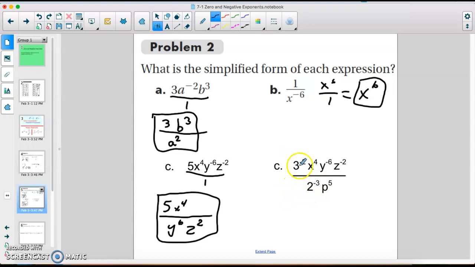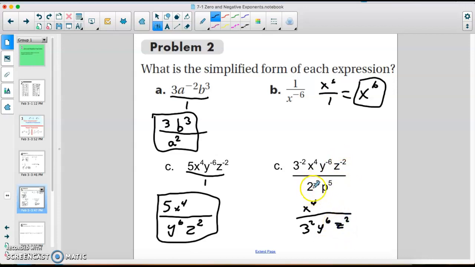All right, now the last one here, basically just go through. Okay, so 3 to the negative 2, that has a negative exponent, so I'm going to bring it down here as 3 squared. X to the 4th is positive, so I'm going to keep that where it belongs. Y to the negative 6th, okay, I need to bring that down here, y to the 6th. And then z to the negative 2, I need to bring that down here, z squared.